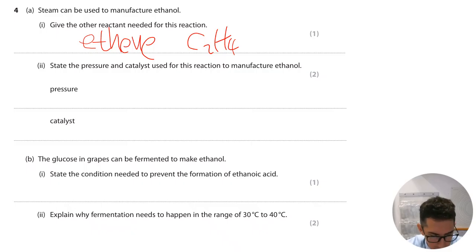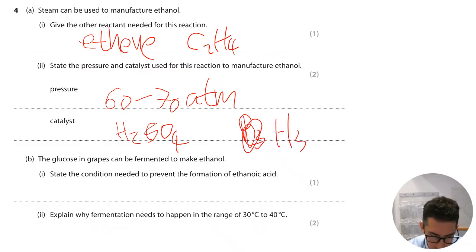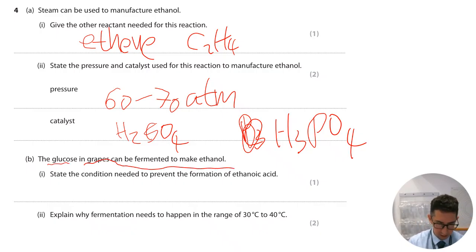Oh God. I think the pressure is 60 to 70 atmospheres. I need to check that. And the catalyst, hydration of ethene, is using... is that silica or alumina? Hydration of ethene. No, hydration of ethene is a sulfuric acid or a phosphoric acid catalyst. Oops, that's wrong. H3PO4.